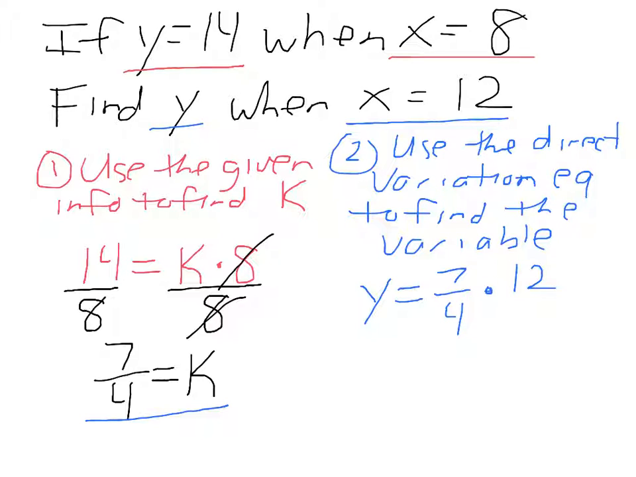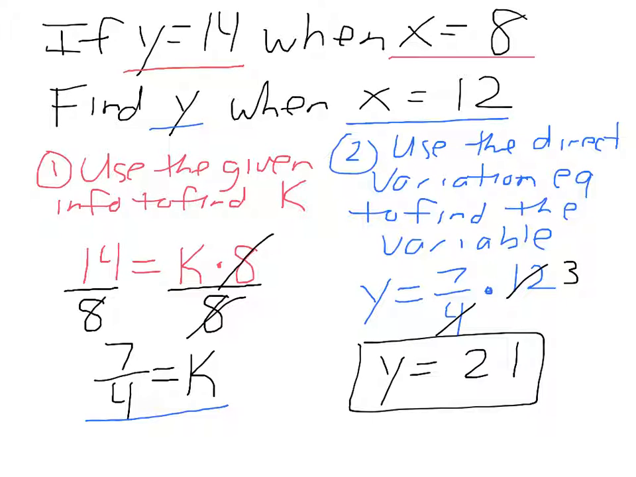Didn't it say it was 8? Well, no, I was given that. Now I'm trying to find y when x is 12. Oh. Now, y equals 7/4 times 12. Does 4 go into 12? Yeah. How many times? 3. And what's 7 times 3? 21. So y is equal to 21. So if y equals 14 when x equals 8, then y is equal to 21 when x equals 12.